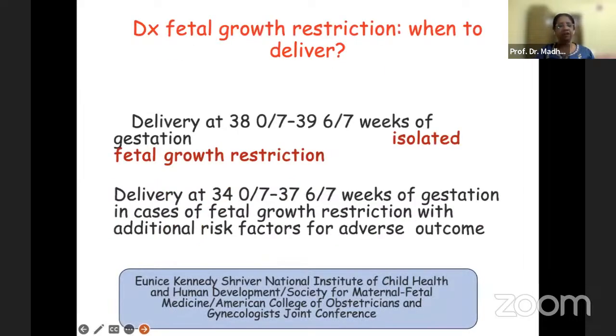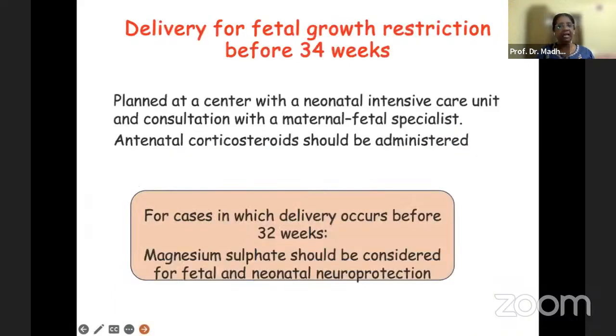Now, if the baby only has isolated fetal growth restriction, you can deliver at 38 to 39 plus 6 weeks. But if there's any problem, additional risk factors, deliver before. This is recommended by many organizations. Now, sometimes we have to deliver a baby before 34 weeks. Each baby has to be taken on a case-by-case basis. We cannot put a blanket rule for all babies.